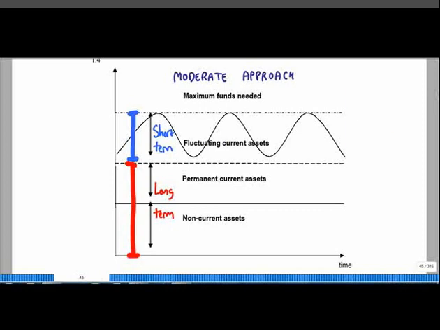Heavy reliance on a bank overdraft or any other form of short-term financing is called an aggressive financing approach, and it's an important term for you to know. An aggressive approach is where you're using short-term financing to do more than cover your fluctuating current assets, and it's eating into some of your requirements for permanent current assets and perhaps even your non-current assets. And we can see in the diagram that aggressive financing is indicated because short-term financing is doing more than covering your fluctuating current assets.